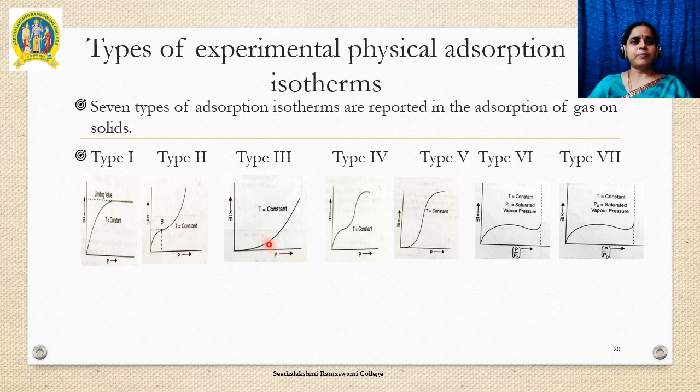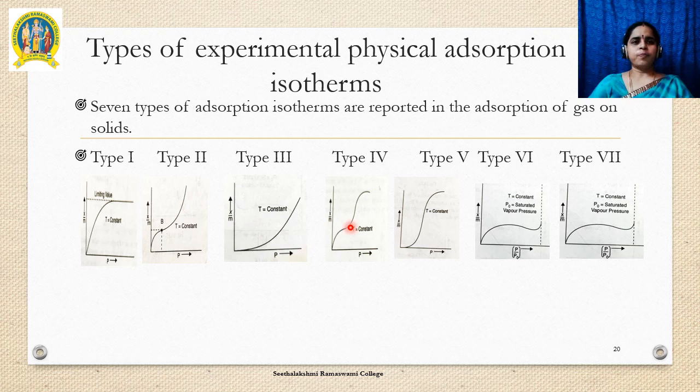Next one is type 3. This type of physical adsorption occurs on porous materials. No transition point is observed in this isotherm. The isotherm confirms that multilayer formation starts even before the monolayer formation completes. Example for this type of curve is adsorption of bromine or iodine vapors on silica gel at 79 degree Celsius.